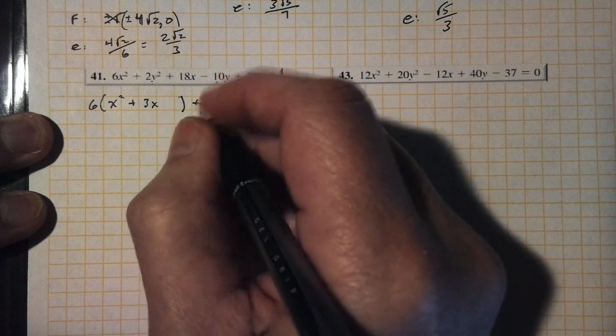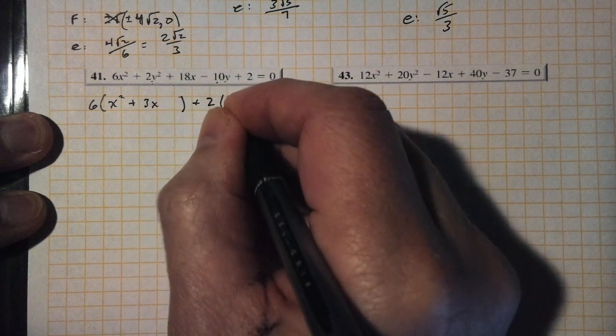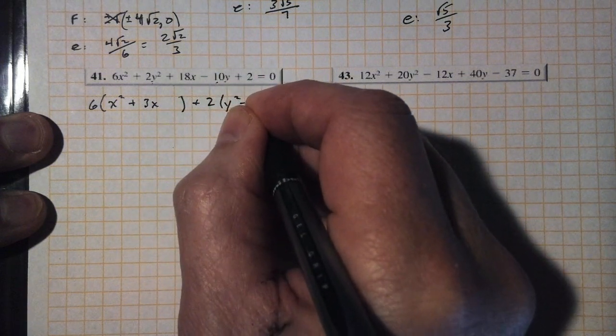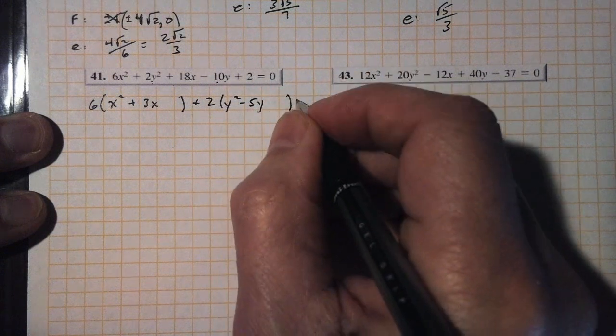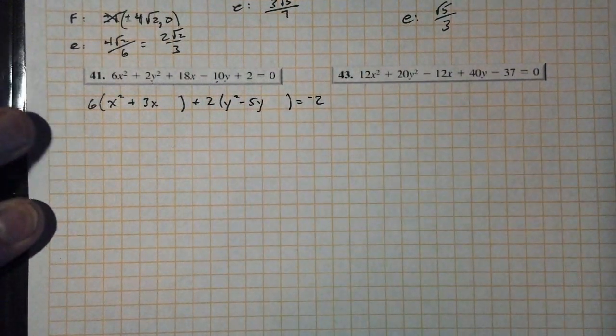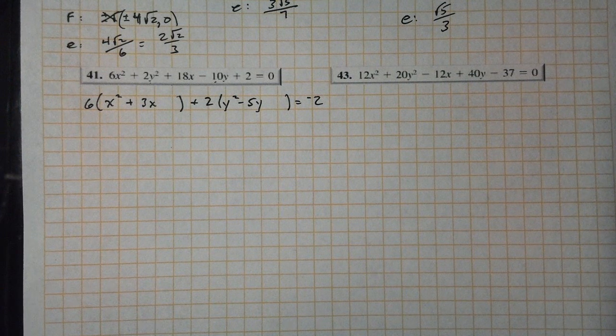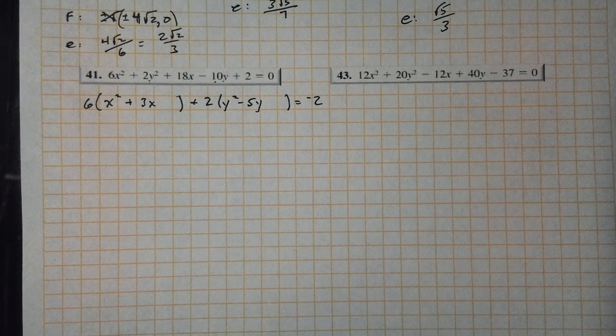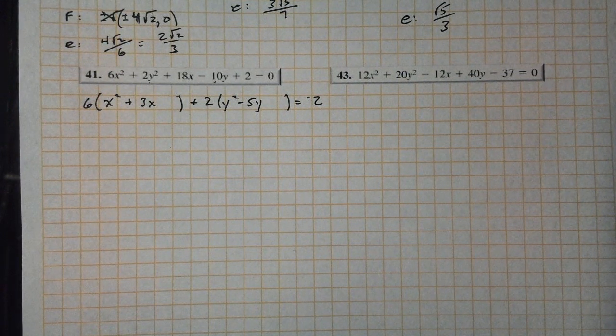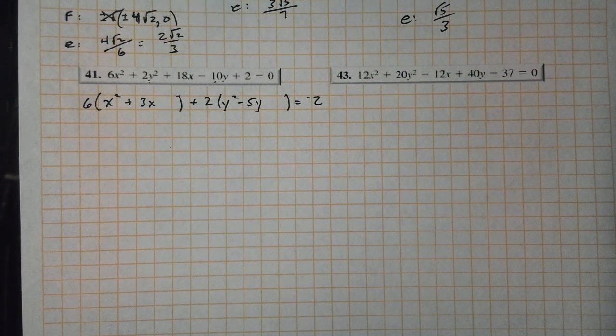Factor out a 2 from the y's because I have to. y squared minus 5y equals, leave a blank, negative 2. And to be perfectly honest, in this section and the next section, and some even in 9.1, the completing the square step is by far where people make the most mistakes. And usually we're balancing to balance the equation.